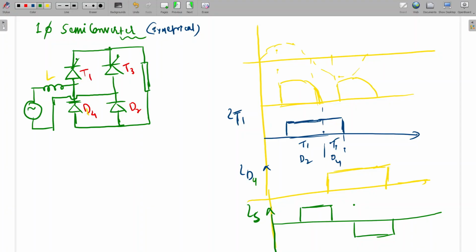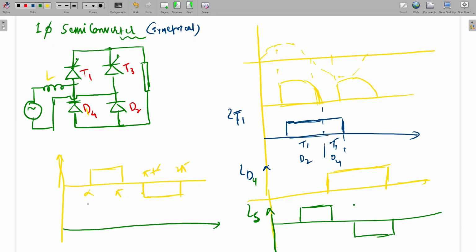Yes, sir. Okay. So if you'll see, I'm going to draw IT3 and IT1 on the same waveform. First I will draw the source current waveform. This is the source current. Then I will draw IT3 and IT1. So alpha, 2 pi, and again pi plus alpha, 2 pi, pi plus alpha, 2 pi.